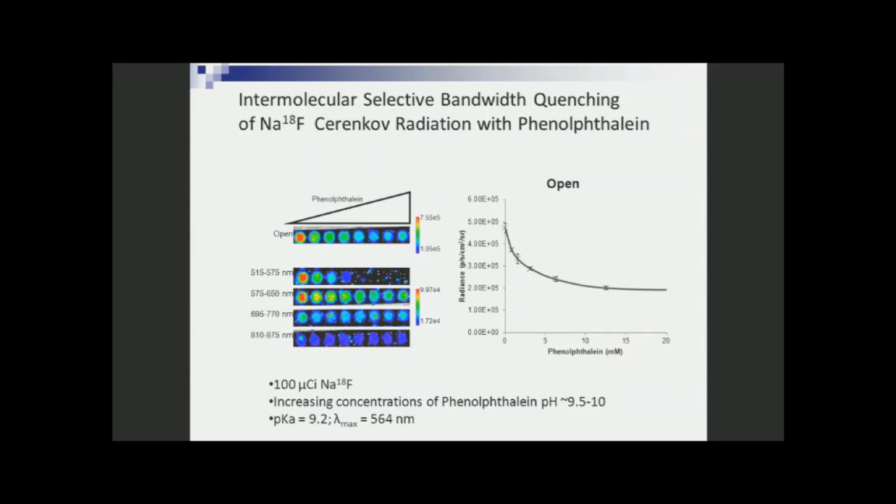The lambda max is at 564, so you would expect the greatest bandwidth quenching to be in this range, and certainly that's what you see. This is a graphical representation of the integrated photons from this open one, and then at higher wavelengths where basic phenolphthalein doesn't absorb, you see less and less change.